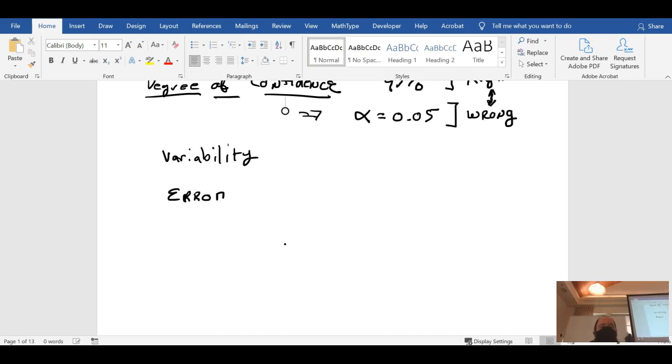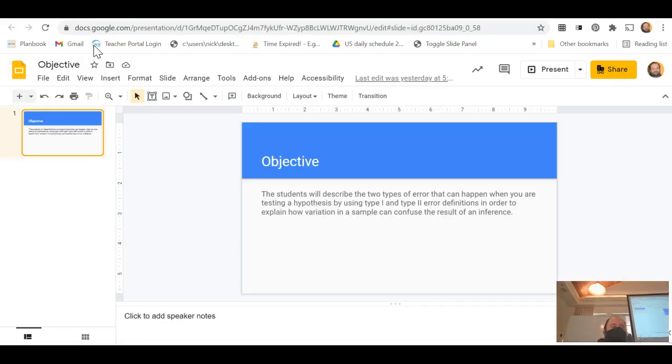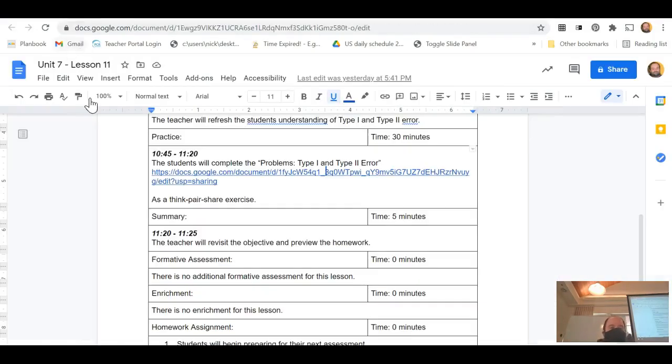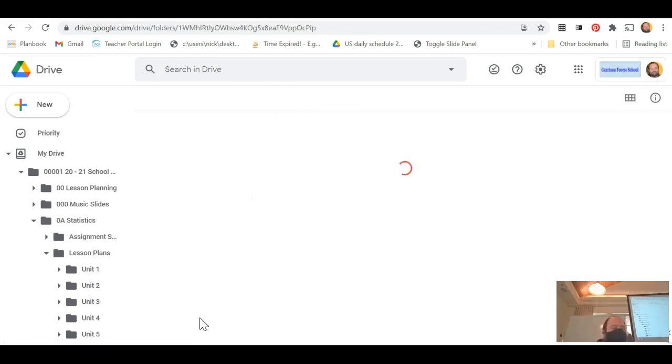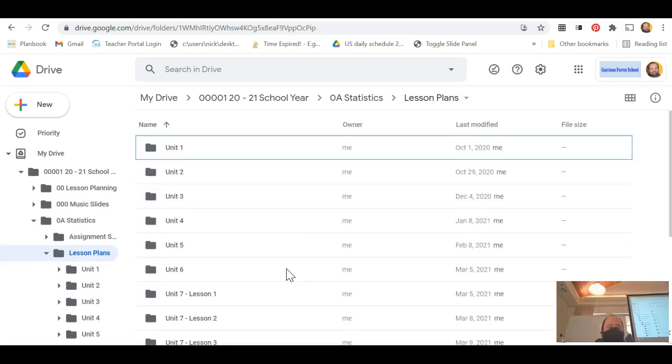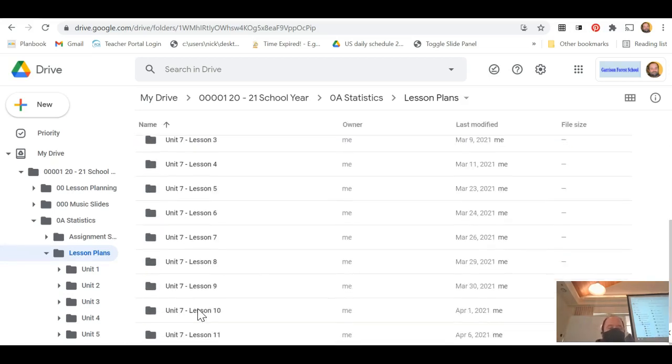Now, there are two types of error. If you go back into the notes on this from last time around, it does a pretty good job of explaining these two types of error.